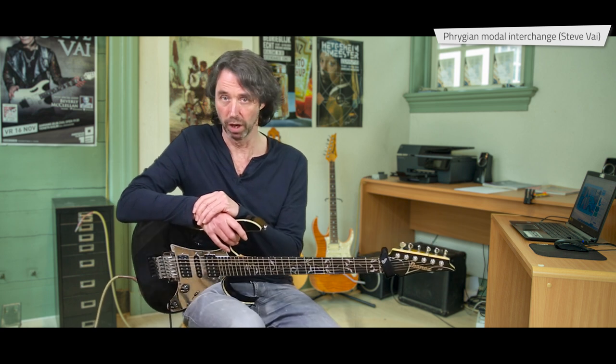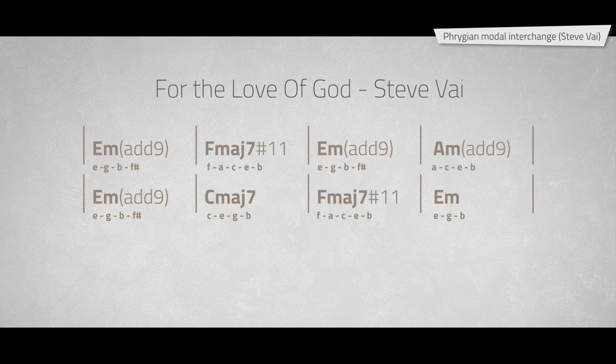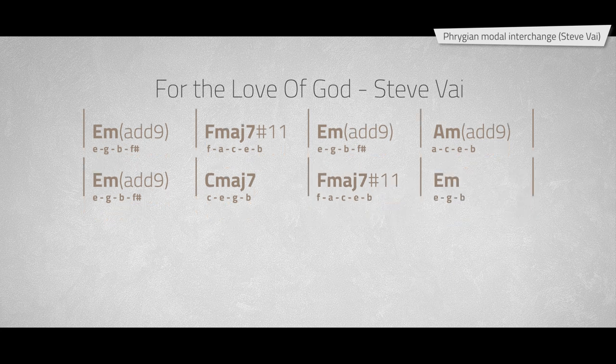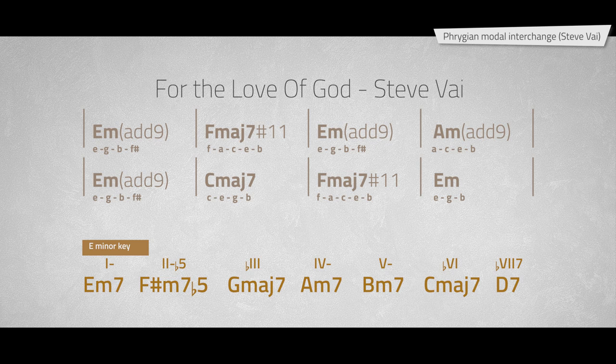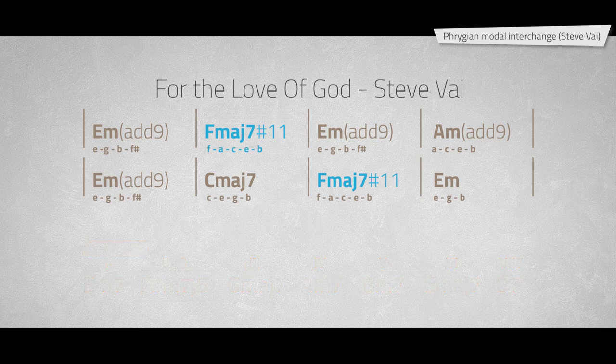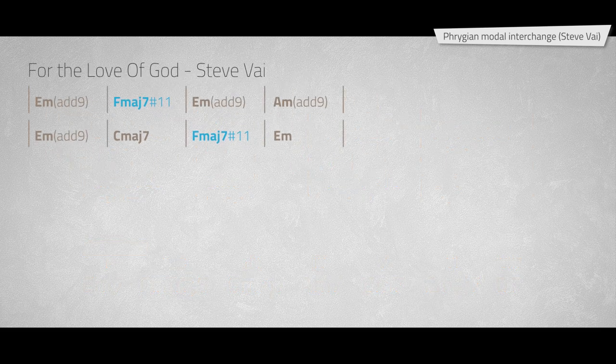Now, the first straightforward example is a song written by guitar virtuoso Steve Vai called For the Love of God, from the groundbreaking album Passion and Warfare. The first part of this song has the following progression: E minor added 9, F major 7 sharp 11, again E minor added 9, and A minor added 9, and E minor added 9, C major 7, and F major 7 sharp 11, and it ends on the E minor chord. All the chords come from the E minor key, or Aeolian mode if you like, except for the F major 7 sharp 11 chord. You can feel that something is happening there.